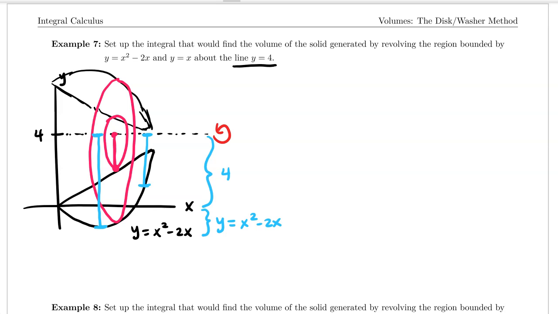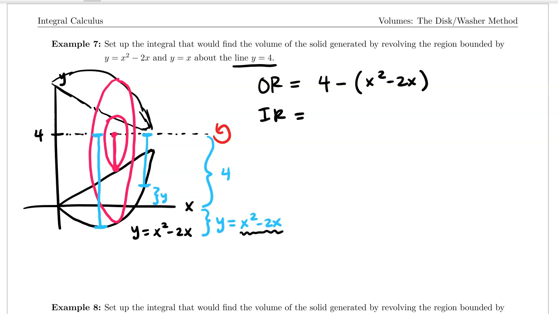And so in that instance, I'd be doing 4 minus the y value, because now the y value would be there. So I'd be doing 4 minus that to calculate that distance. Let's come over here, and I'm going to abbreviate OR to represent the outer radius. The outer radius is changing, and it's given by the expression 4 minus, and then I'm subtracting off this quantity here, x squared minus 2x. Okay, so that was all for the outer radius.